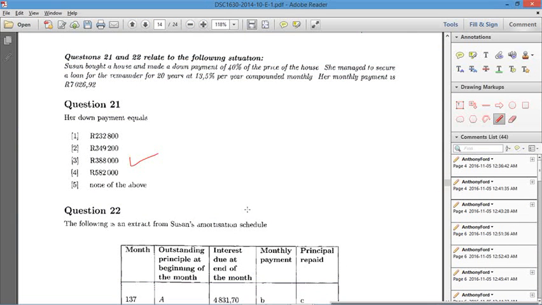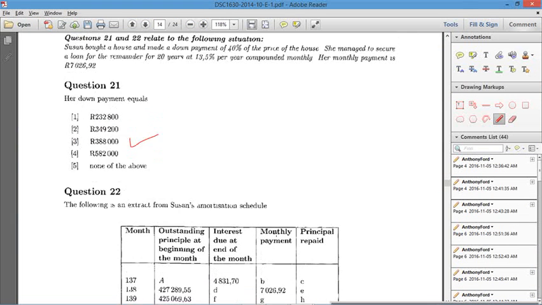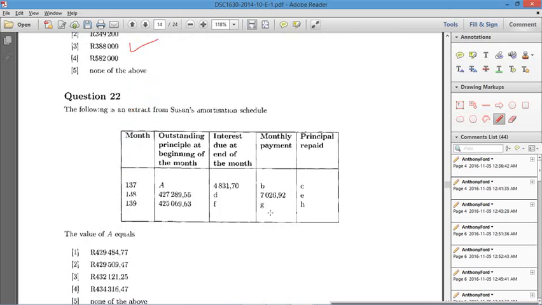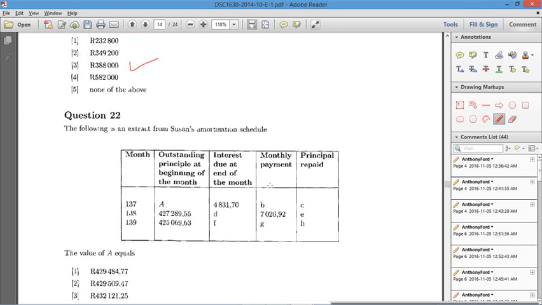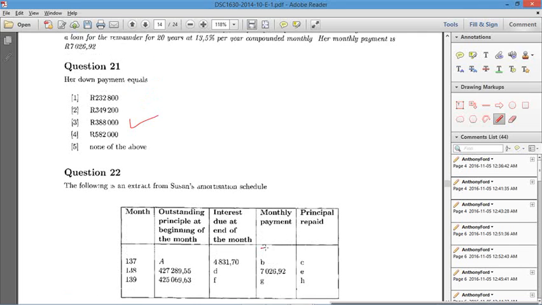Question 22. The following is an extract from the amortization table. So that's what we've got there above, and they want to know the value of A. The value of A equals the outstanding principal at the beginning of the month. The monthly payment, we already know what it is, and we know what the interest due is, so obviously the difference will be C. So let's insert the payment, 7026.92. The principal repaid would be the difference between those two amounts.